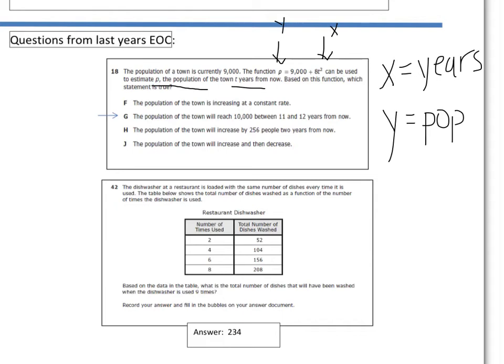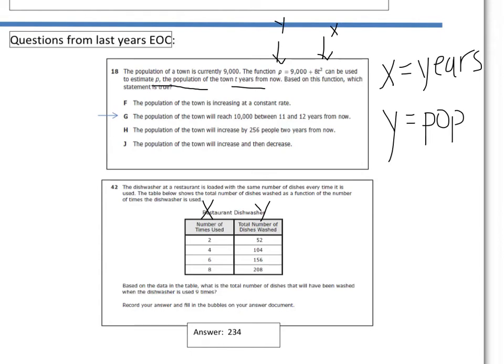Question number 42 is a little different because instead of giving you an equation, they give you a picture. They give you a table. But no difference. I always want to describe what it is they're talking about with X and Y. My X would be the number of times I use a dishwasher, and Y would be the total number of dishes washed. Always know what you're talking about. Label your X and Y. That will really help you answer the questions that follow.